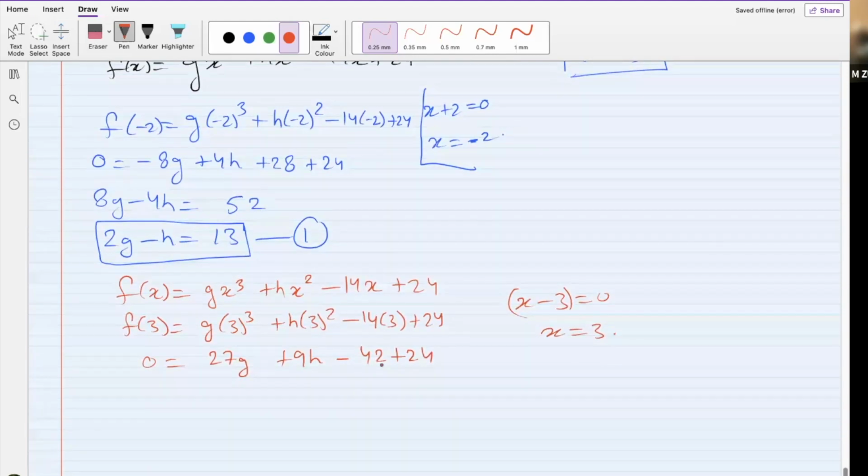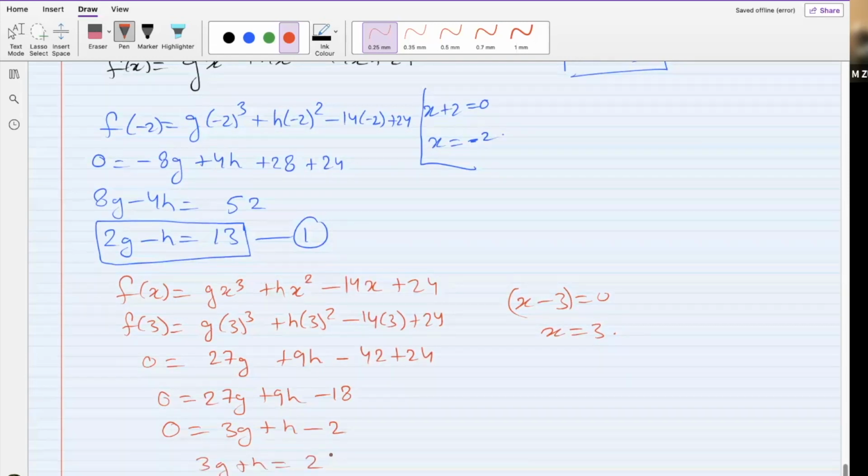So 27g plus 9h, 42 and 24 is minus 18. We divide the whole equation by 9. So you get 3g plus h minus 2. So 3g plus h is equal to 2.